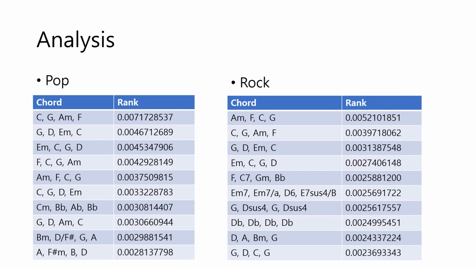Here is the result of our project. We ranked chord progressions, and here are the most importantly used progressions in pop and rock. The most commonly used sequence was C, G, A minor, and F, and other pop results showed the same progression, while only the order of chords was different in the most important progression in rock.